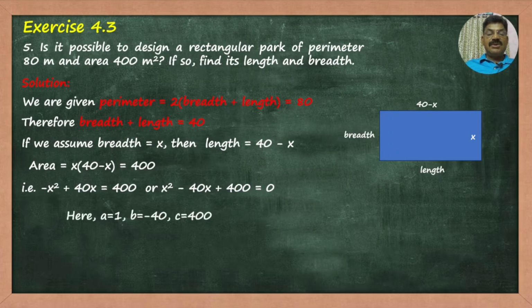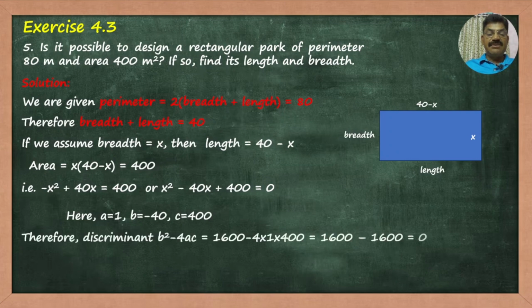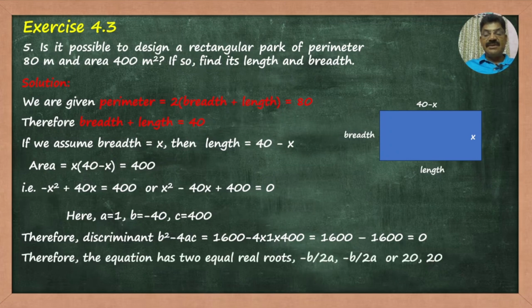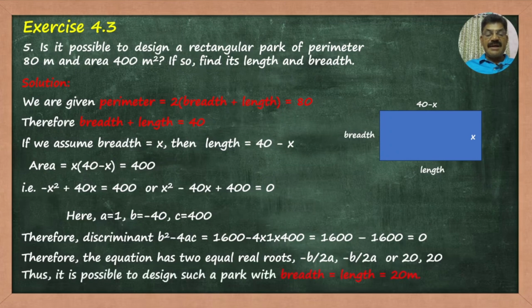So here a is equal to 1, b is equal to minus 40, c is equal to 400. Therefore, b square minus 4ac is equal to 1600 minus 4 into 1 into 400. That is 1600 minus 1600, which is equal to 0. Therefore, the given quadratic equation has a repeated root, which is equal to minus b by 2a comma minus b by 2a, or 20 comma 20. Therefore, what we conclude, it is possible to design such a park with breadth equal to length equal to 20 meter.